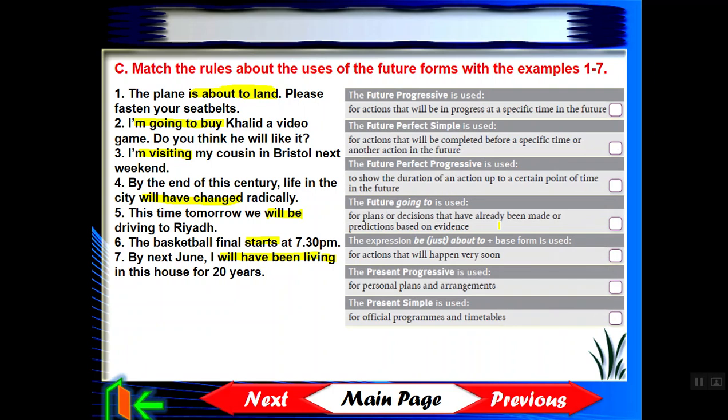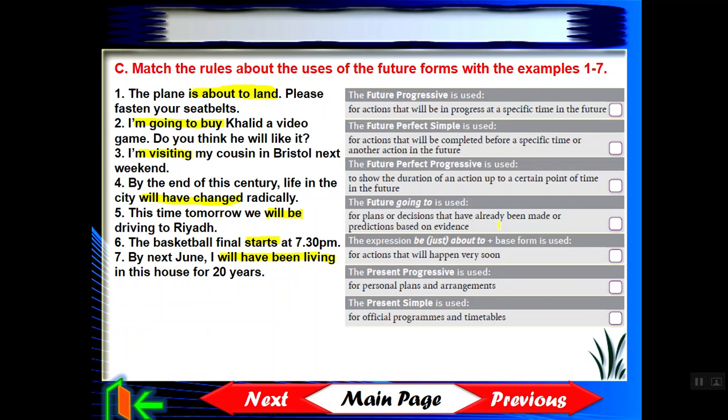Let's look at number 1, the future progressive. Future progressive, which is future continuous, is used for actions that will be in progress at a specific time in the future. So there's the general future, and at a specific time, a certain time, you are doing this action. That is the future progressive.